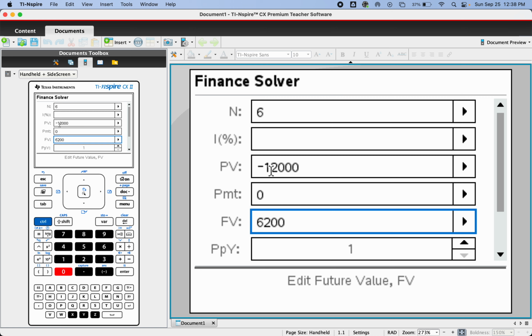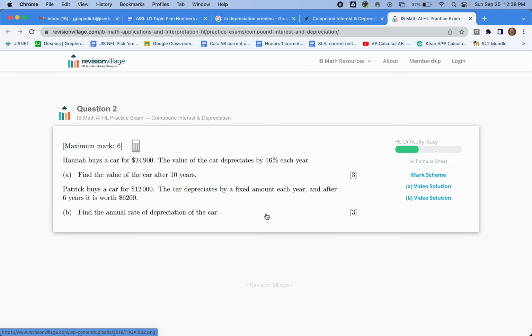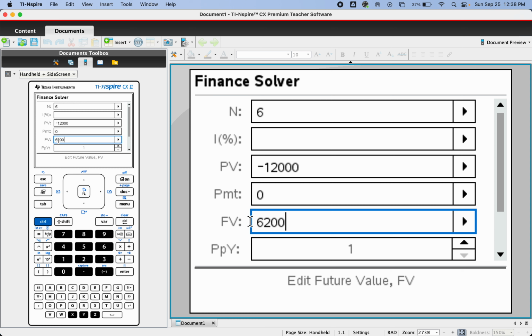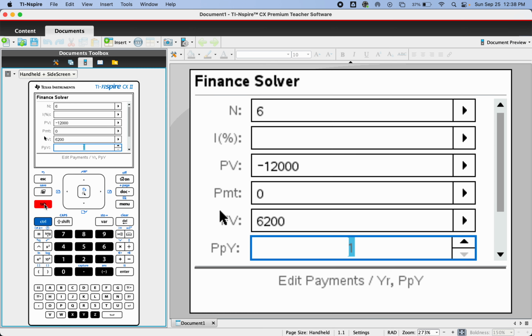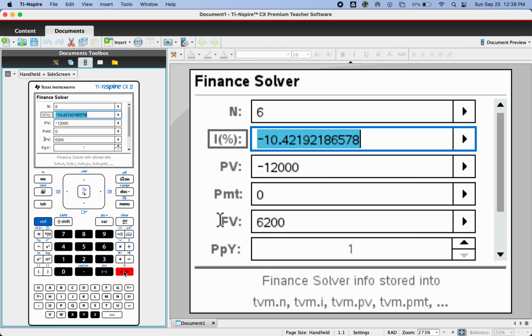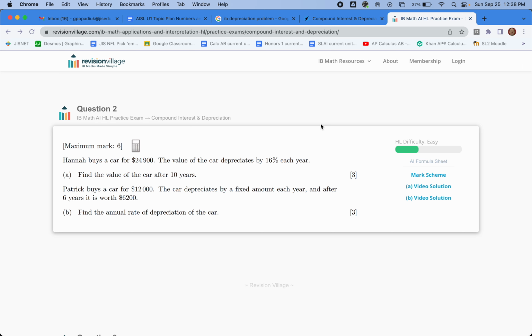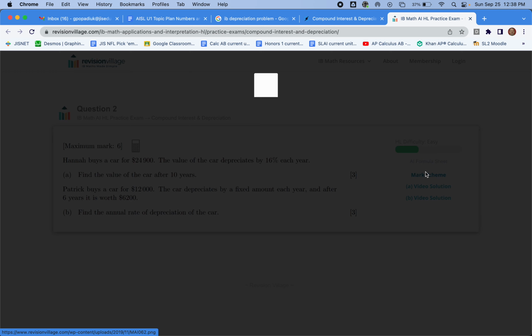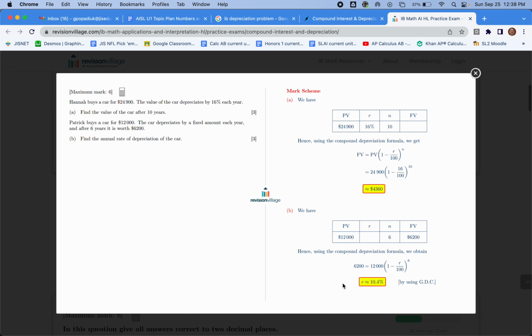So we started with 12,000. After 6 years, it was worth 6,200, and then we want to find the rate. If I just tab through, the payment is right. So we'll go here, we will solve, and we will see that it's giving us a negative 10.42% interest. If we look at the mark scheme again, here you go. The rate is 10.4.